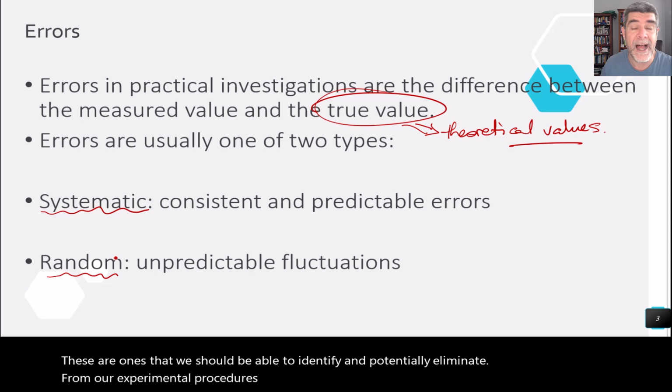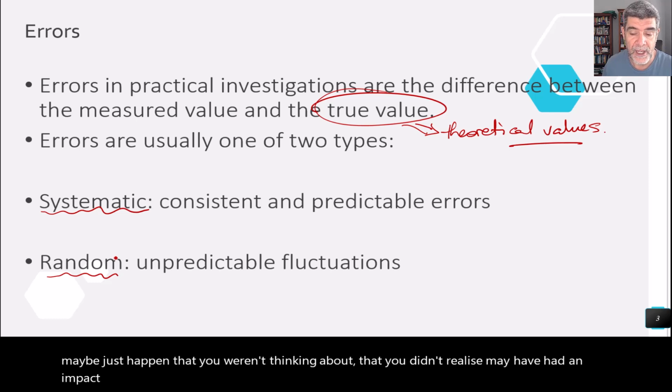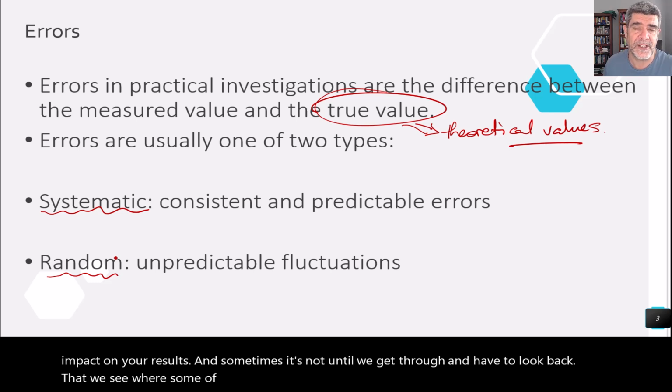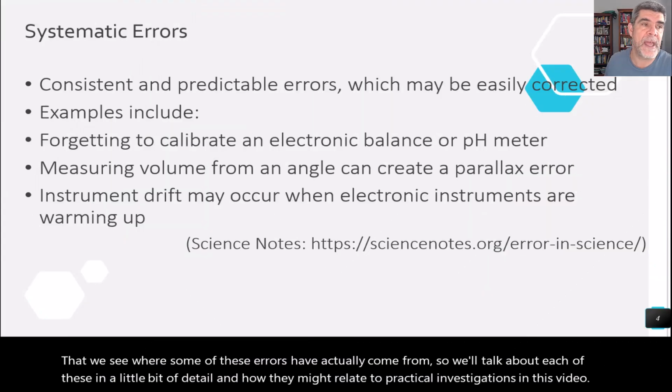Random errors are unpredictable fluctuations, things that maybe just happen that you weren't thinking about, that you didn't realize may have had an impact on your results. Sometimes it's not until we get through and have to look back that we see where some of these errors have actually come from. So we'll talk about each of these in a little bit of detail and how they might relate to practical investigations in this video. Firstly, let's talk about systematic errors.